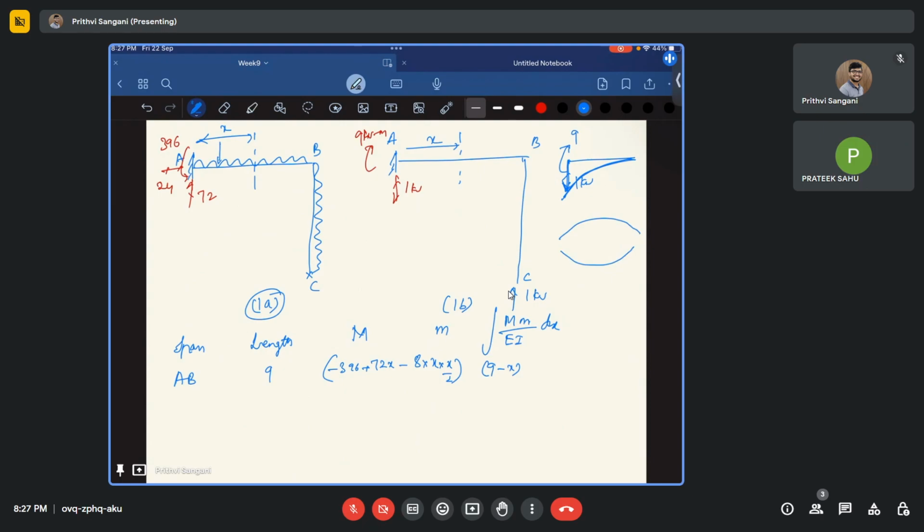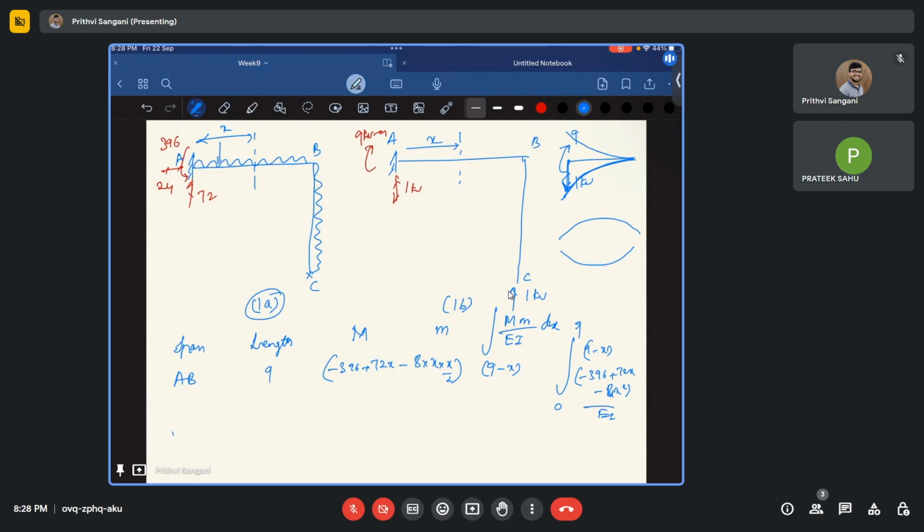And what about 9? See, 9 is actually trying to bend upwards, right? So it is going to bend in this way. Sagging. So that it is sagging, and the one which is going to bend is actually hogging. So 1 times x, that should be minus. Okay, don't confuse in that. And this is going to be 9 minus x times minus 396 plus 72x minus 8x square by 2, which is 4x square, by EI. So the length is 0 to 9.